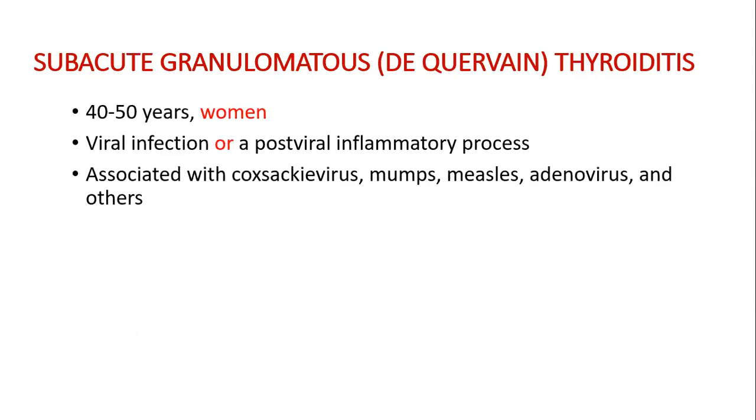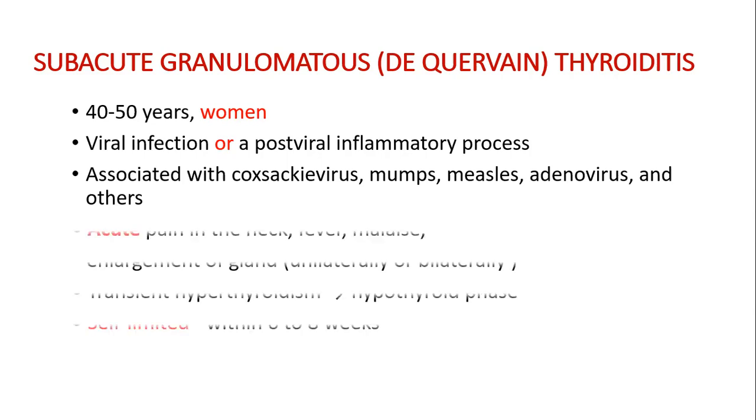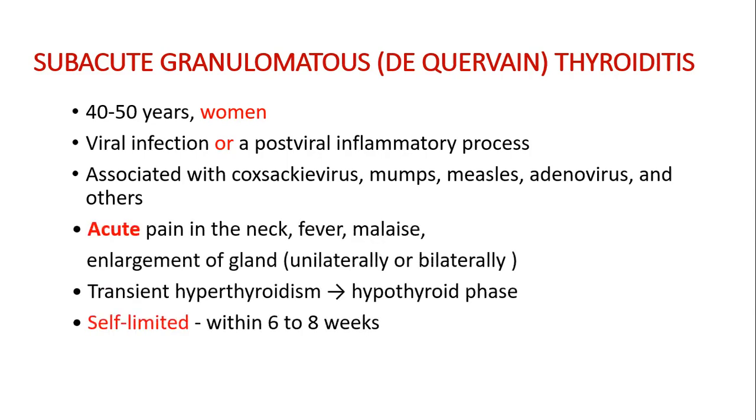Moving on to subacute granulomatous thyroiditis, which is commonly seen in 40 to 50 year old females. Most likely it is a viral infection or post-viral inflammatory process. Most common viruses include Coxsackie virus, mumps, measles, adenoviruses. So there is acute pain in the neck, fever and malaise. That is very classic in the clinical presentation. Enlargement of the thyroid gland, which can be unilateral. Transient hyperthyroidism followed by hypothyroidism.